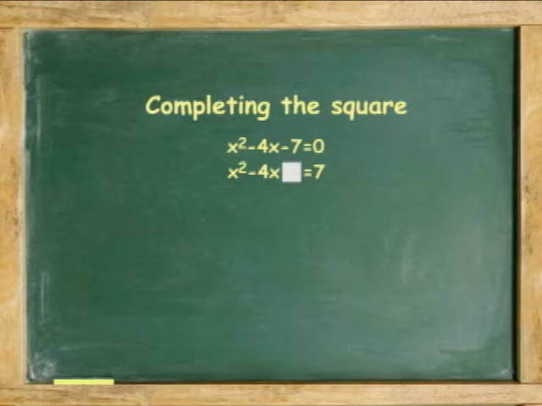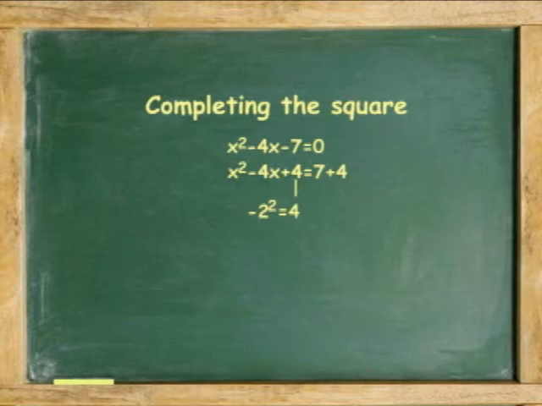Step 2. Take 1/2 of the middle term, -4, and square it. Complete the trinomial square with this number by placing it into the empty space. 1/2 of -4 is -2. -2 squared is 4. Because 4 was added to the left-hand side of the equation, then 4 must be added to the right-hand side.